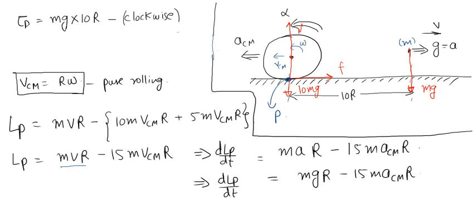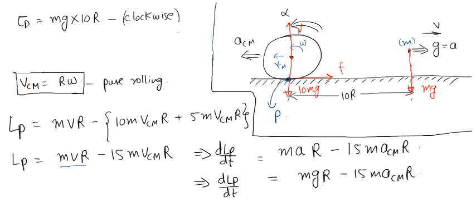So this mg is acting here, and from the point of application, the perpendicular distance of the line of action of this force is 10r. The line of action is this vertical line of mg, and 10r is the distance of this point of application from this line. So mg into 10r will be the clockwise torque, because this mg is trying to rotate this particle about this point P in clockwise direction. This is the only torque of external forces acting on this system about point P.